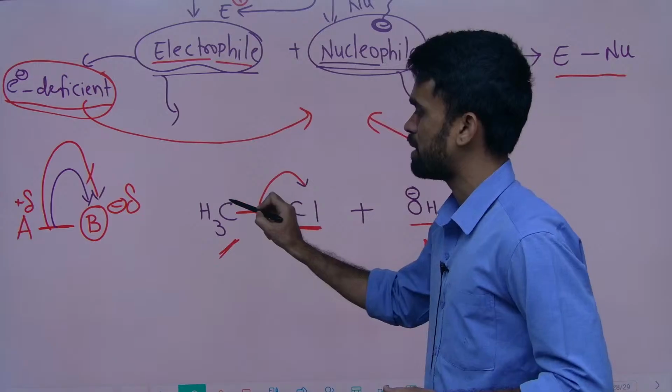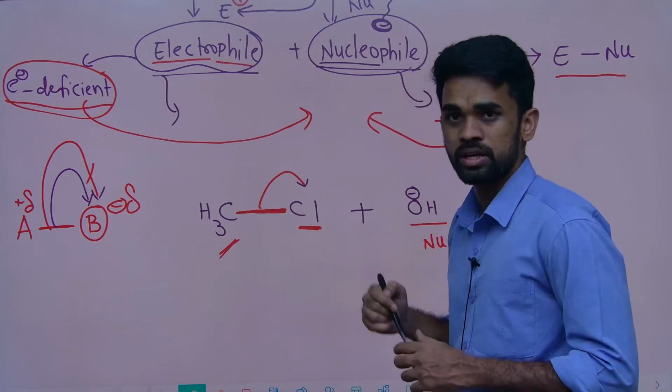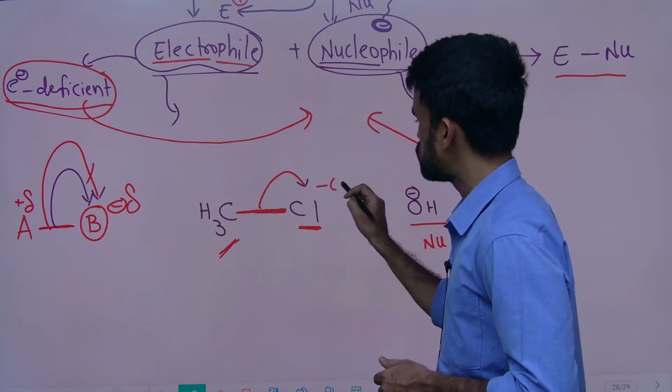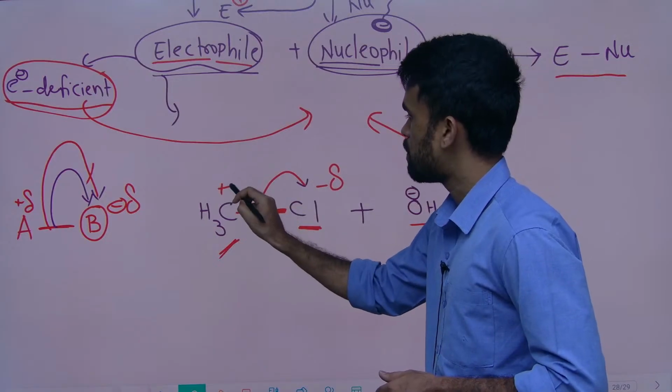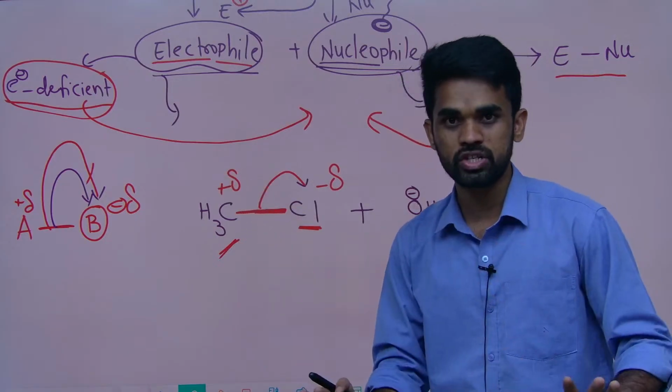Here also carbon is less electronegative than chlorine, so chlorine gets a partial negative charge and carbon gets a partial positive charge. Hope up to here the discussion is clear.